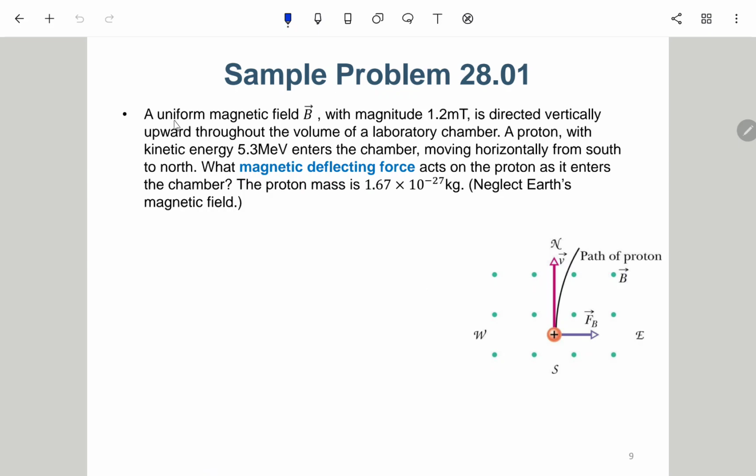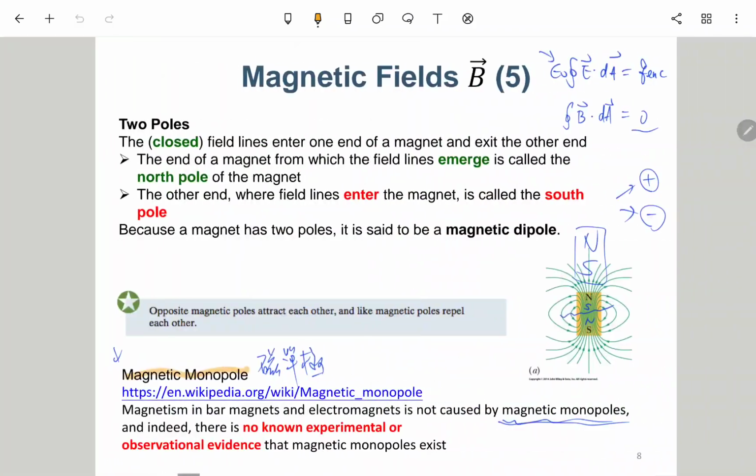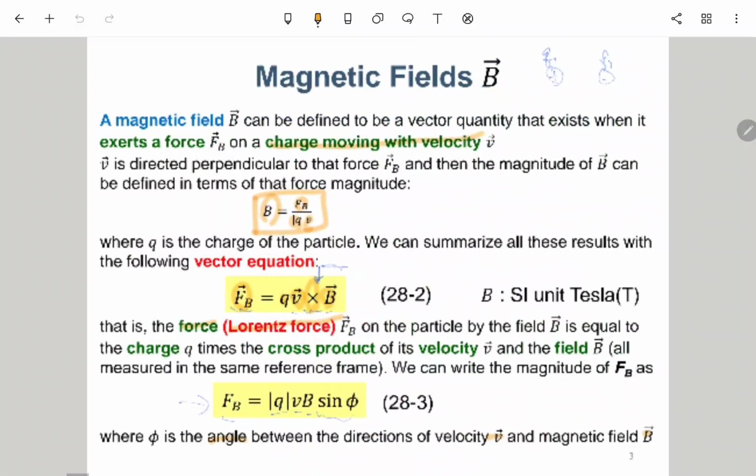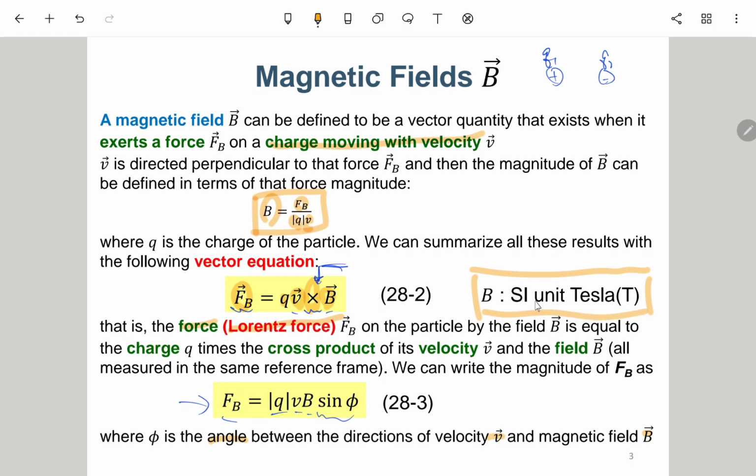Okay, so here we have a sample problem. It says a uniform magnetic field with magnitude 1.2 millitesla. I forgot to introduce the SI unit for the B field. Let me go back a bit. I forgot to highlight it. The SI unit for the B field is Tesla.